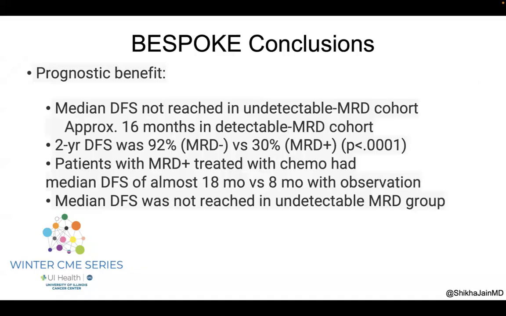So looking at the prognostic benefit, the median disease-free survival was not reached in the undetectable MRD cohort, so those with a negative ctDNA, and it was approximately 16 months in the detectable MRD cohort. The 2-year disease-free survival was 92% for those who were ctDNA negative versus 30% for those who were positive, and that was statistically significant. Patients who were MRD positive and treated with chemo had a median disease-free survival of almost 18 months versus 8 months for those who were ctDNA positive and were observed. And again, median disease-free survival was not reached in the undetectable MRD group.